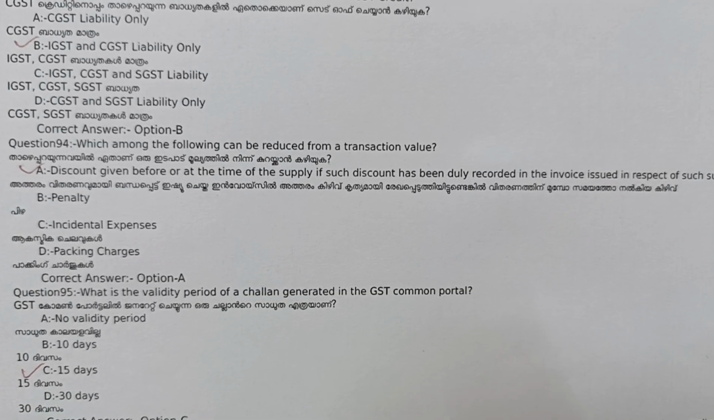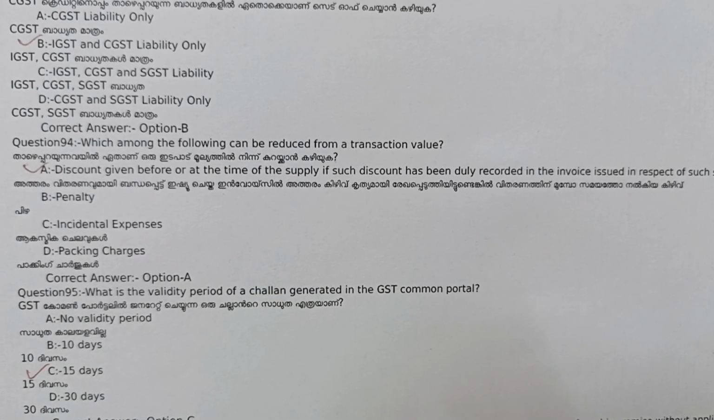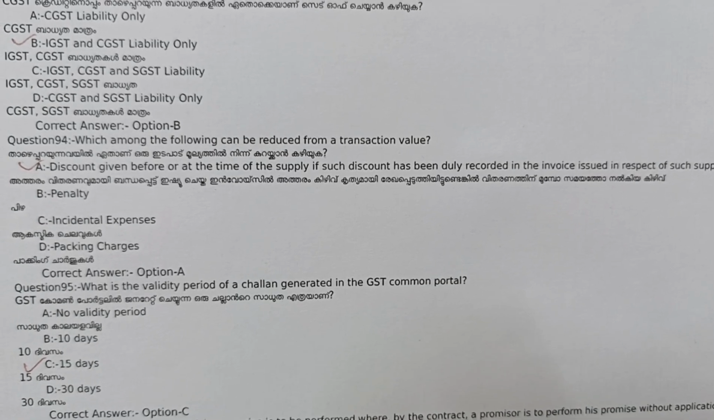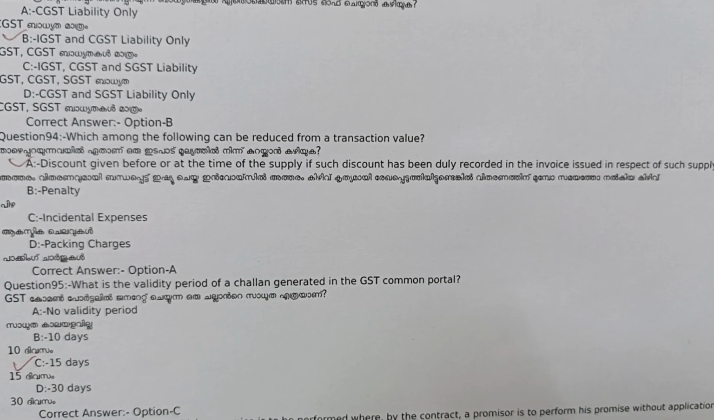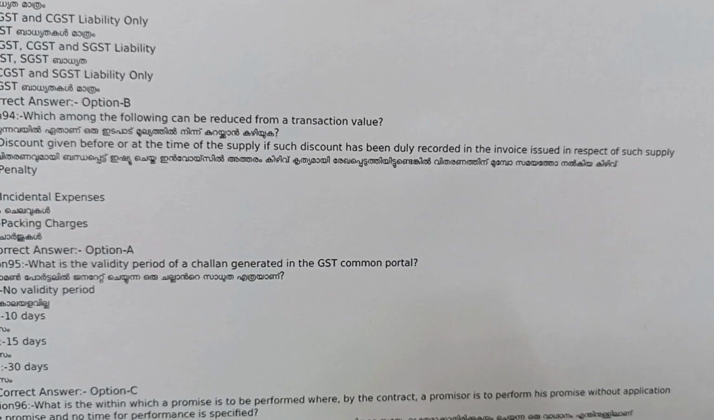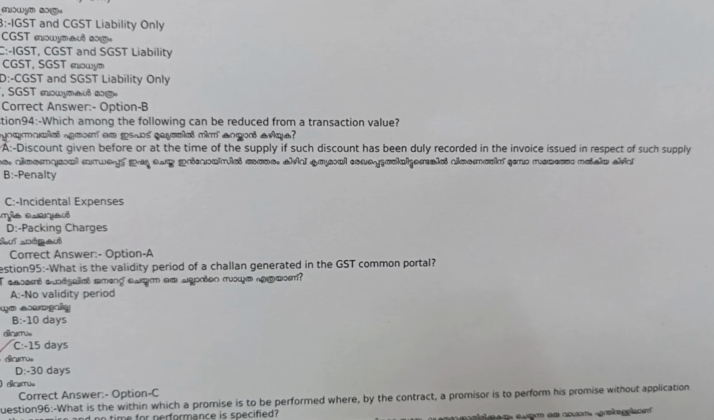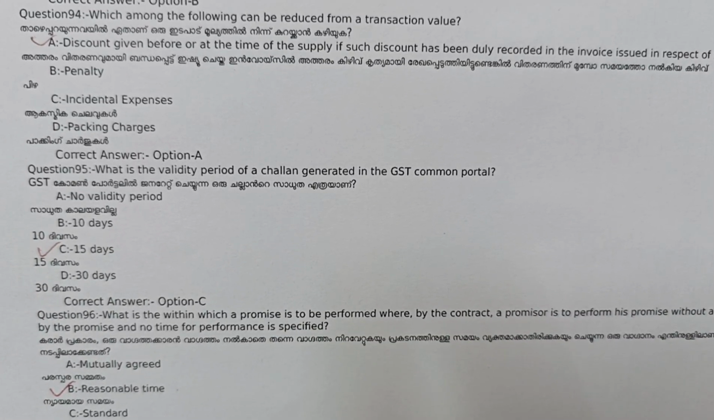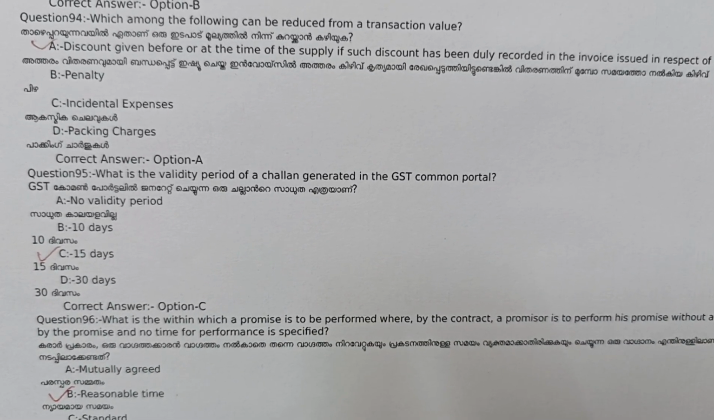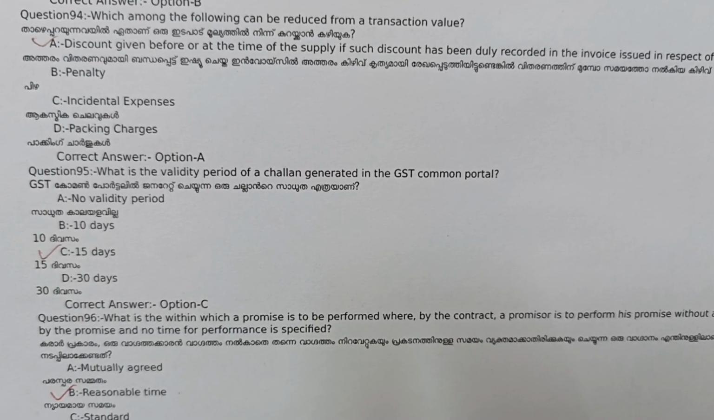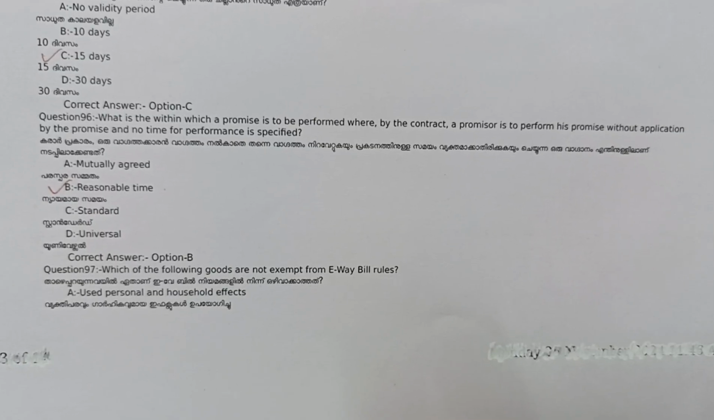Question number 94. Which among the following can be reduced from a transaction value? Answer, discount given before or at the time of the supply if such discount has been duly recorded in the invoice issued in respect of such supply. Question number 95. What is the validity period of a challan generated in the GST Common Portal? Correct answer, 15 days.